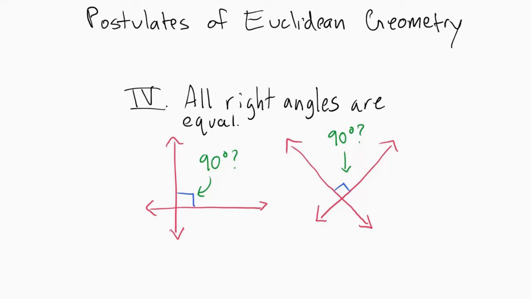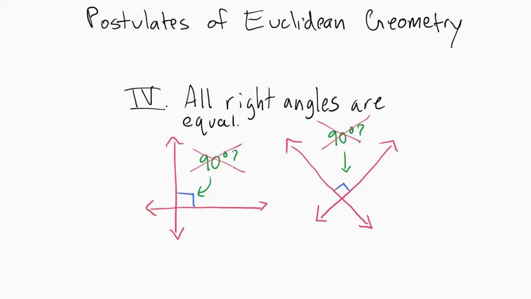First thing to note is that degree measure is actually a pretty sophisticated concept. It didn't exist in Euclid's time. Nowhere in Elements does Euclid make reference to degree measure. And degree measure as a concept is actually predicated on this postulate. So it's not that we know all right angles are equal because they're all 90 degrees. We actually know that they're all 90 degrees because this postulate says they're all equal. We can't use this fact a priori to prove this postulate.